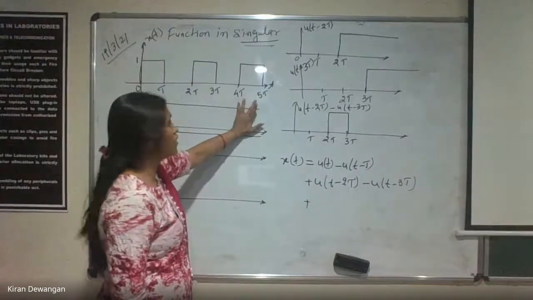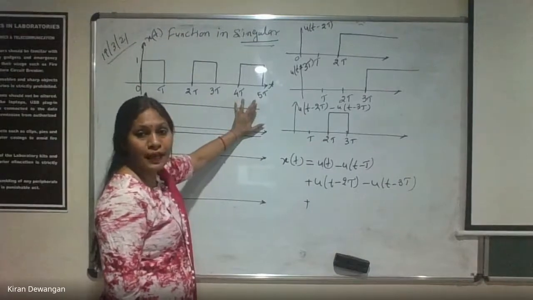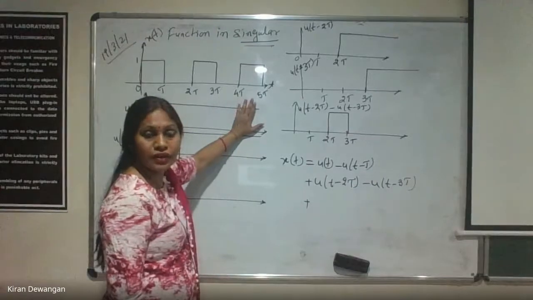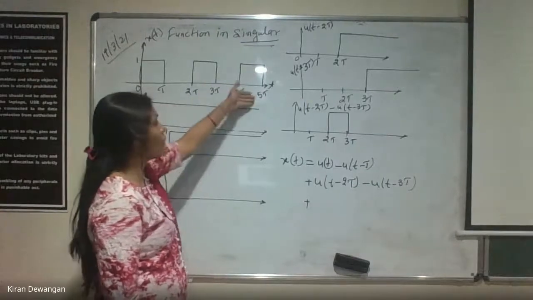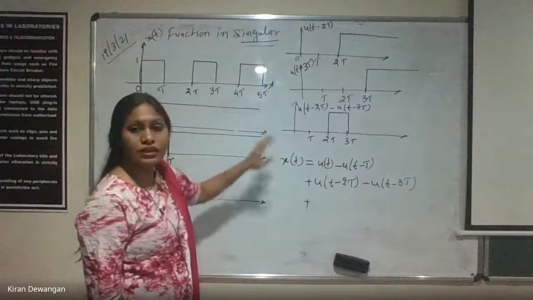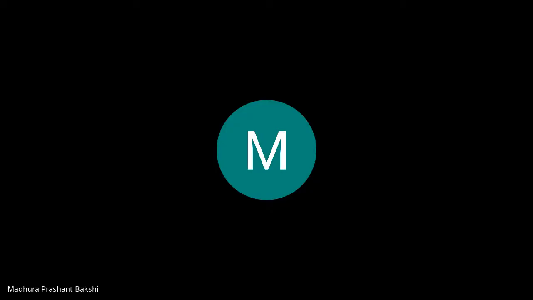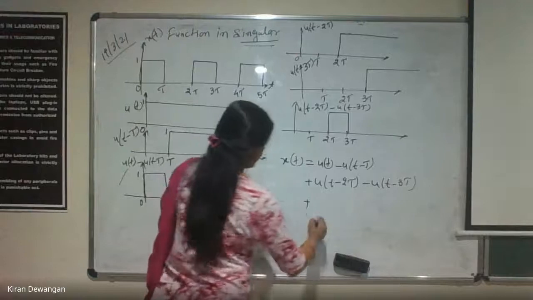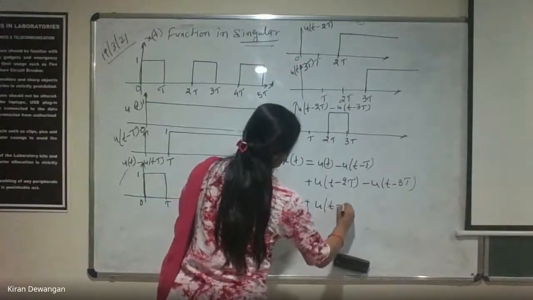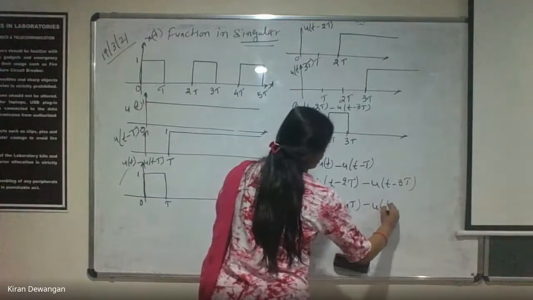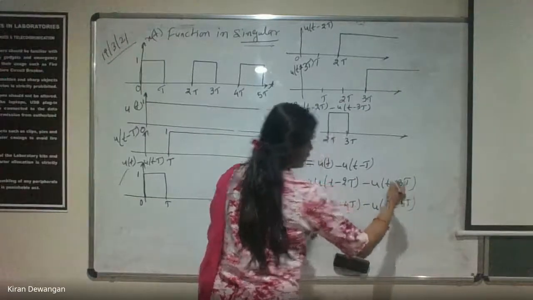इसके लिए क्या होगा? What is it? Anyone who can answer this one? What can we write for this one? Which is starting from 4 tau and ending up at 5 tau. Yes? क्या लिखेंगे इसके लिए? u of t minus 4 tau minus u of t minus 5 tau. Okay, correct.